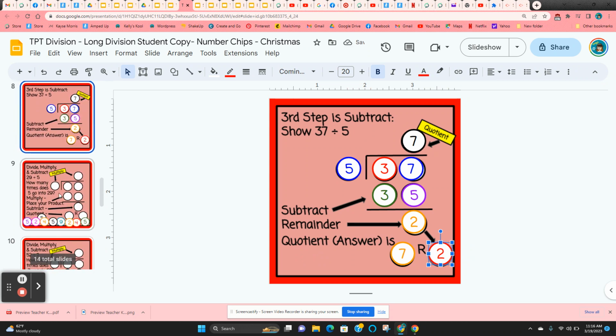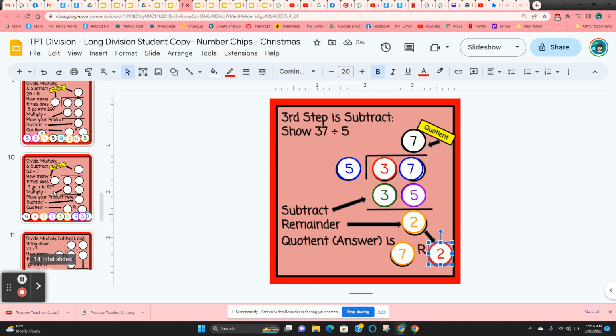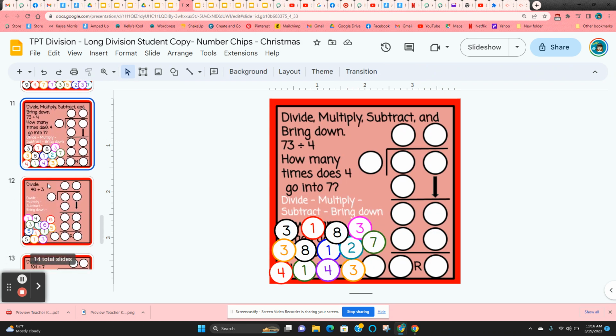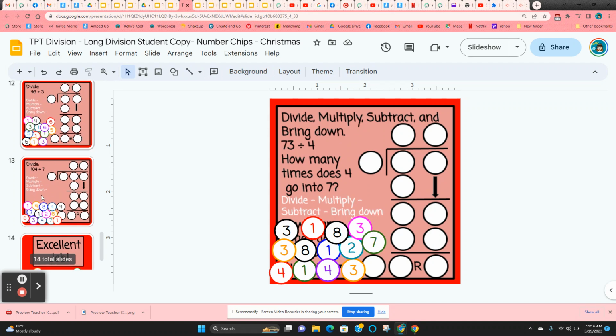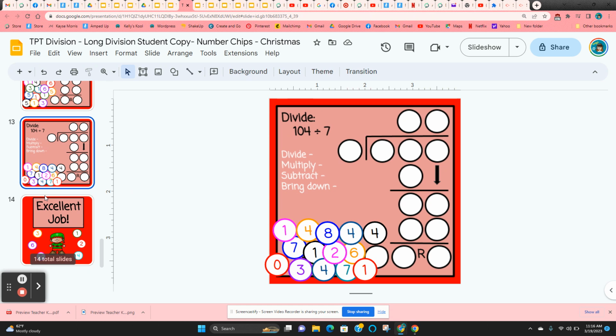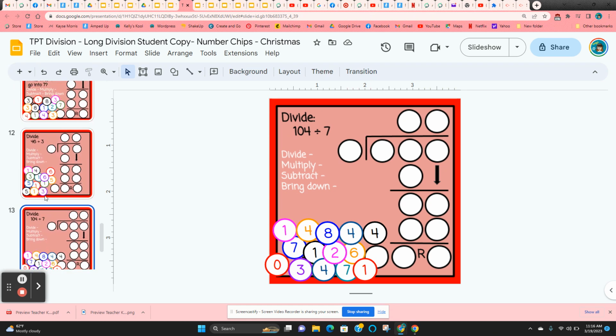And they have several more problems to solve. They get a little bit longer as they go, and a few more number chips on each one. And it finishes with a 3-digit dividend. So that is long division with number chips, the holiday version.